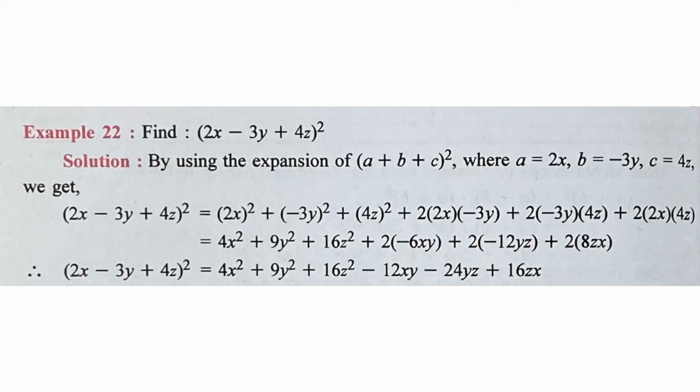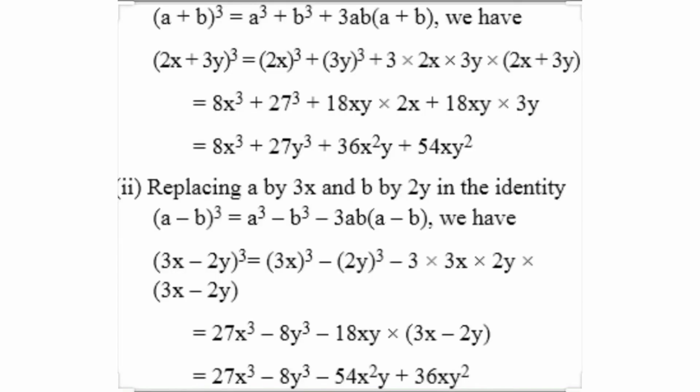So in this type of questions, you have to keep in mind that in our identity we are having (a + b + c) whole square. So if in the question minus sign is there with a, b or c, you have to take that minus sign along with that term, that is either a or b or c, while solving it. Next is (2x + 3y) whole cube.